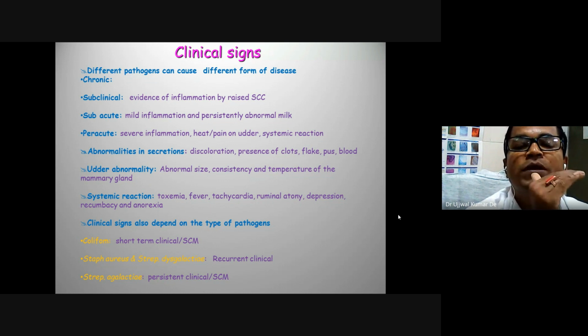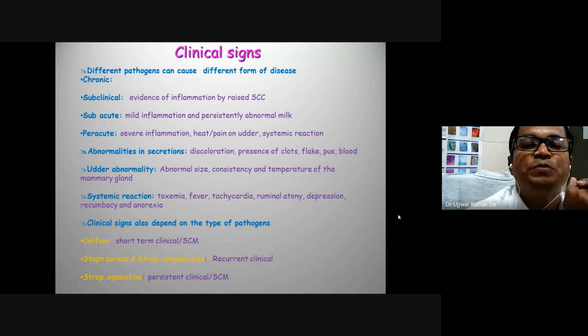Suppose in a normal situation, a certain number of somatic cells must remain. So what is the threshold level? This depends on the species. Then subacute mastitis: there will be mild inflammation, not that severe, but the milk will persistently remain abnormal in consistency and color.